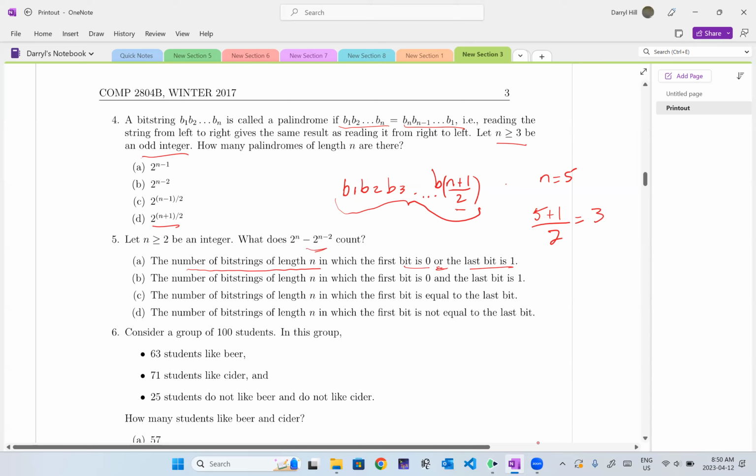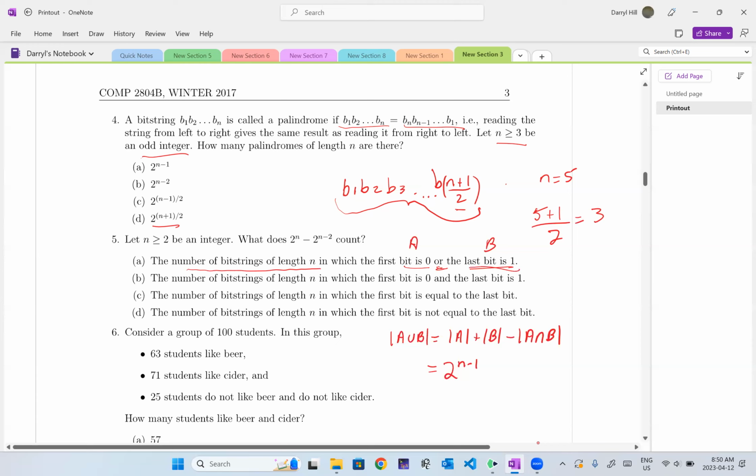So this might work. The first bit is 0, we'll call that A. The last bit is 1, we'll call that B. So we're counting A union B. Again, that's equal to A plus B minus A intersect B. My A is that the first bit is 0. How many of those? My first bit has been chosen for me. There's one way to do that. I have n minus 1 bits left that I choose either a 0 or a 1. So there are 2 to the n minus 1 bit strings that start with 0.